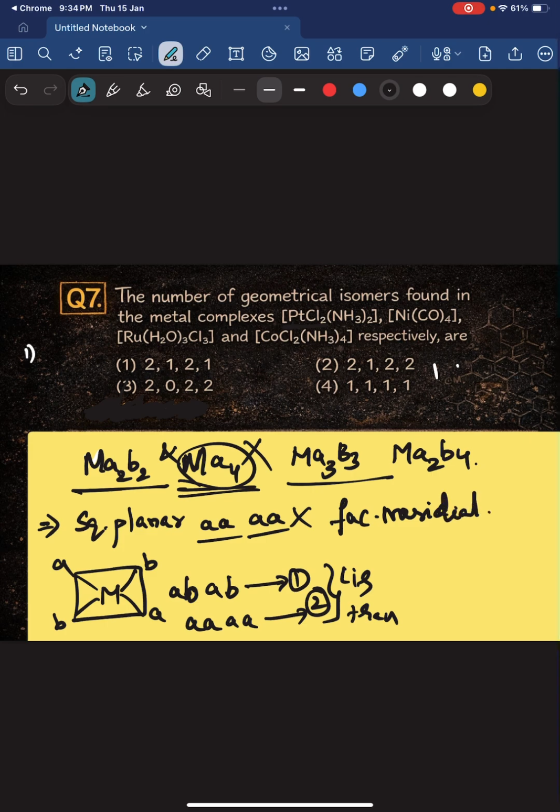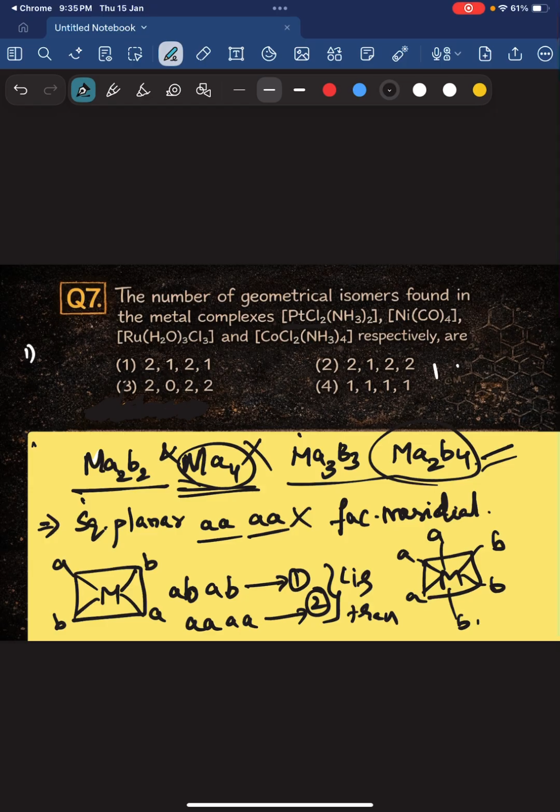Based on the location of the ligands, we can decide: if all three are in the same plane, that is one isomer, suppose AAA like this, and the other case like this, BBB. So this is one isomer. If you change any one of them, that will be another isomer. Coming to Ma4B2 type, Ma4B2 can also show geometrical isomers.